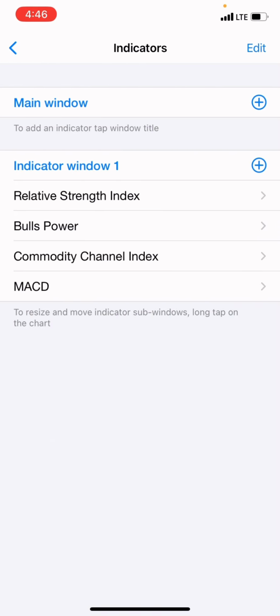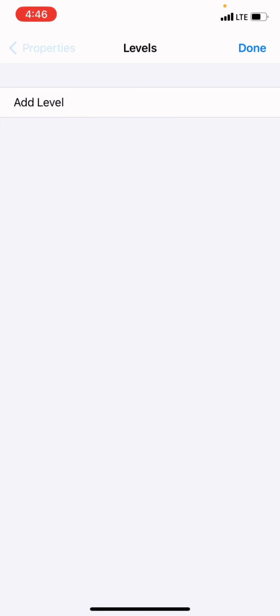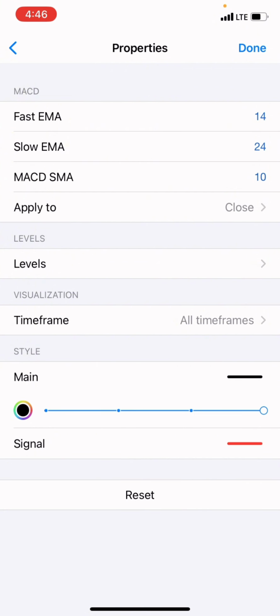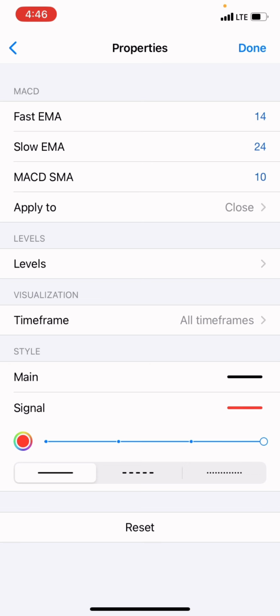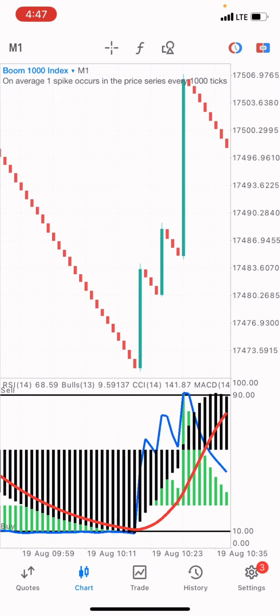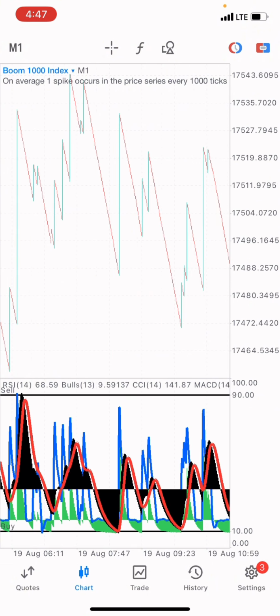For the last indicator, which is the MACD, the fast EMA on 14, slow EMA 24, and the MACD SMA on 10, you apply to close. You do not add any levels, so you just set it up as I have done right here. You apply to all time frames. The main, you put it on 4 pixels, color black. The signal, 4 pixels, color red, using the straight line pattern at this point right here. You click on done.